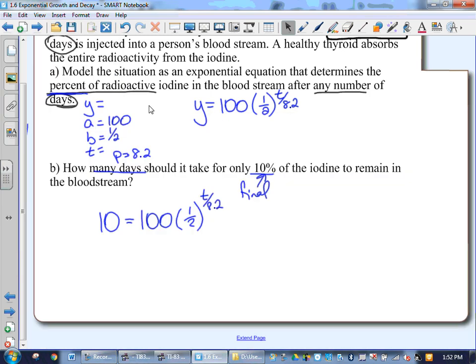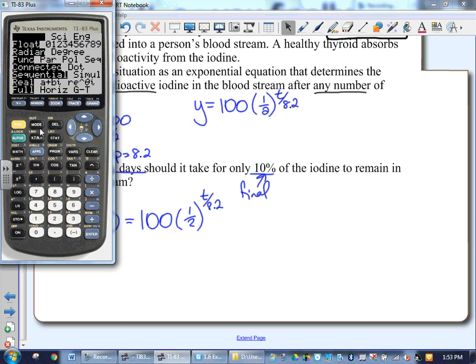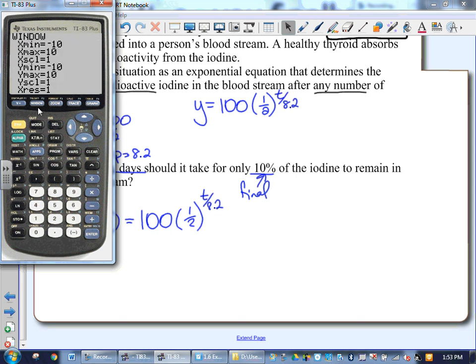So I go in there, and when I go into my y equals, I'm going to set my y1 equal to my left side, which is 10. For my y2, I'm going to do the other side of the equation. So 100 times a half, I'm going to put it as a decimal, 0.5, to the power of x divided by 8.2. Now before I press graph, I'm going to go to my window and change it. I know there's going to be something at y equals 10, so I'm going to change it to 20 just so I can see even more. And then I'm going to press graph.